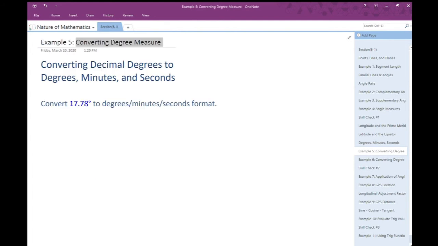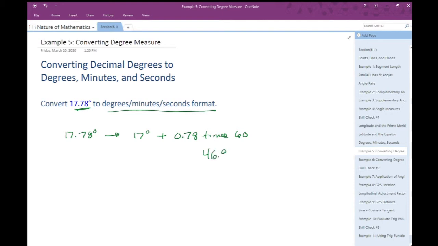So let's do an example where we convert an angle measure from a decimal format to a format with degrees, minutes, and seconds. So 17.78 degrees is 17 degrees plus 0.78 times 60. And this will give us how many minutes we have. So let me get my calculator. 0.78 times 60 gives me 46.8 minutes.